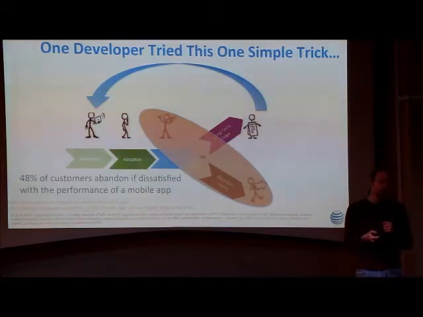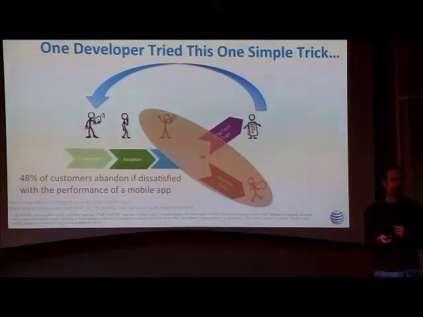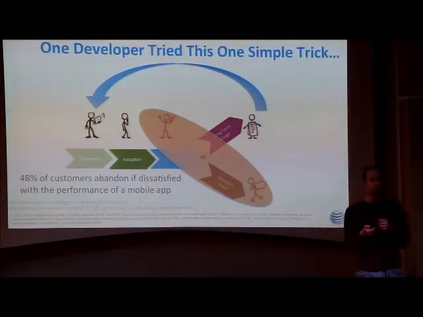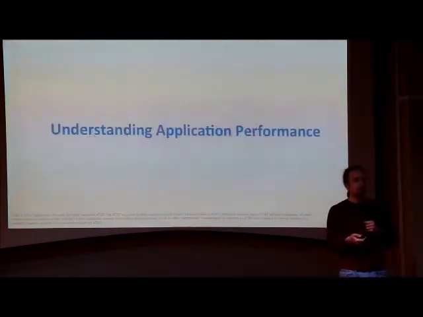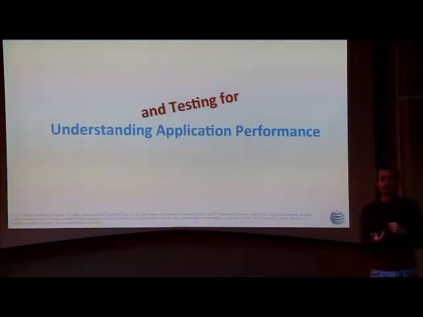But if your app stinks or has poor performance, you fall out of that awesome self-reinforcing cycle. And studies have shown that 48% of customers, if they don't like the performance, uninstall your app. They don't use it anymore. So we don't want to be there. So how do you understand app performance, and then how do you test for it?